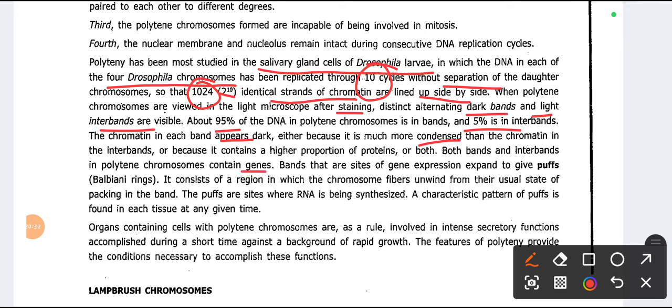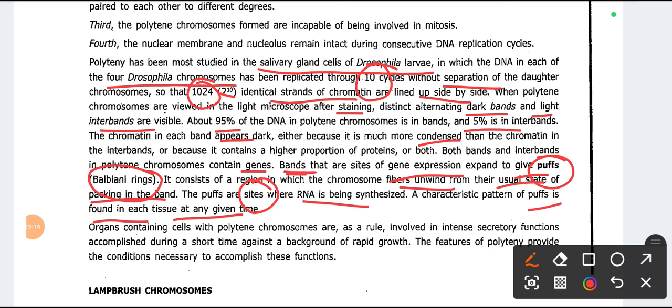Bands are the sites of gene expression, which expand to give puffs, which are Balbiani rings. So those bands are the site of gene expression, which shows puffs where the genes are expressed, and these puffs are known as Balbiani rings. This consists of a region in which chromosome fibers unwind from their usual state of packing in the band. The puffs are the regions where RNA is being synthesized because expression occurs here, and the characteristic pattern of the puff is found in each tissue at a given time. So the puff is not throughout; it is where the gene needs to be expressed.